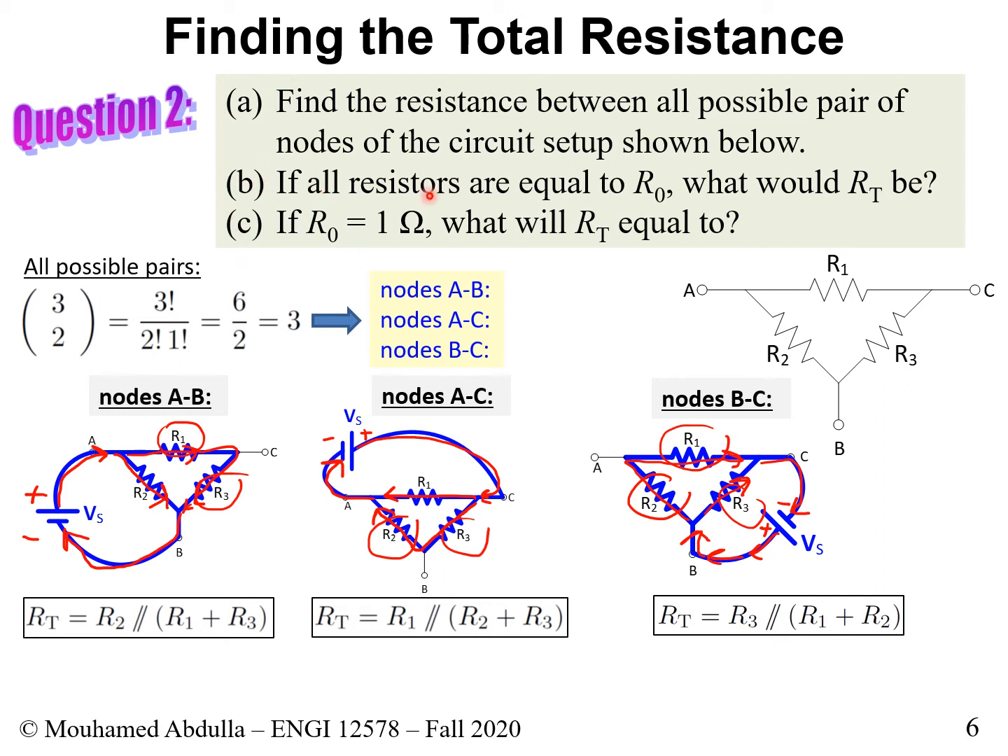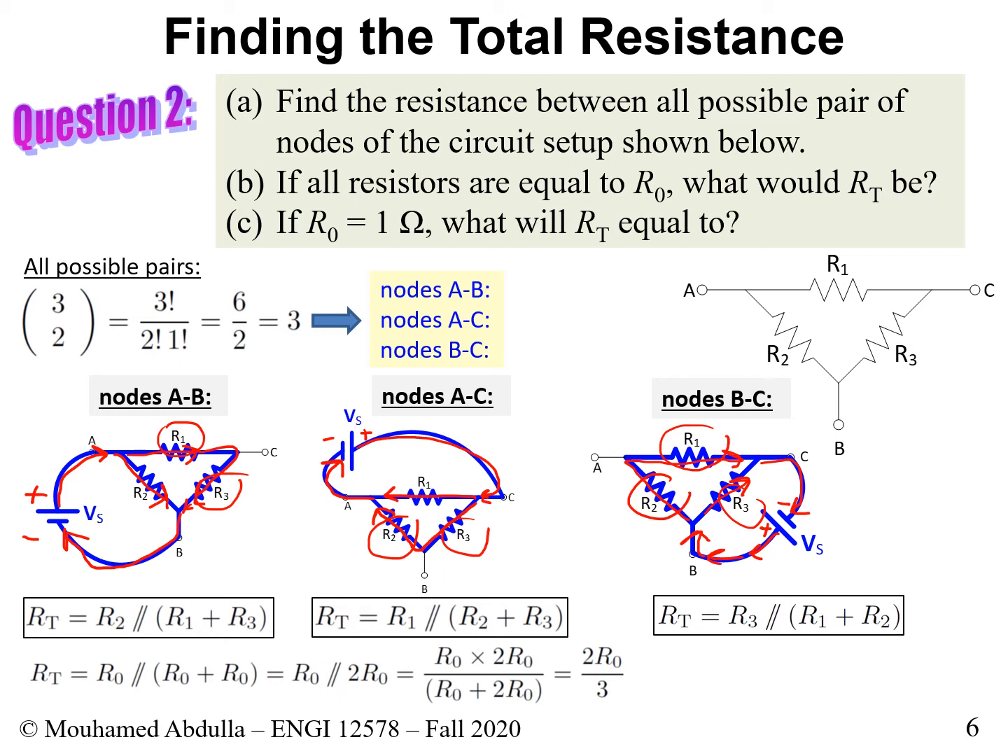We ask you in 2b if all the resistors are equal to R naught. So let's say all the resistors, R1, R2, R3, are of the same value. So R1 is equal to R naught, R2 is equal to R naught, and R3 is equal to R naught. What would be our total? So notice if all the resistors are the same, the total resistance everywhere will be the same. You'll have an R naught on top, and a 2 R naught in the bottom. It's not really in the bottom, it's in parallel with R naught. So let's just plug in the value, and this is what we get.